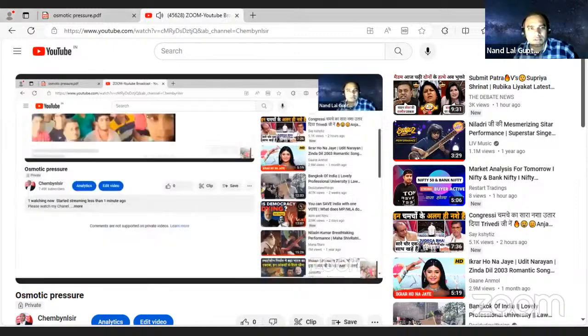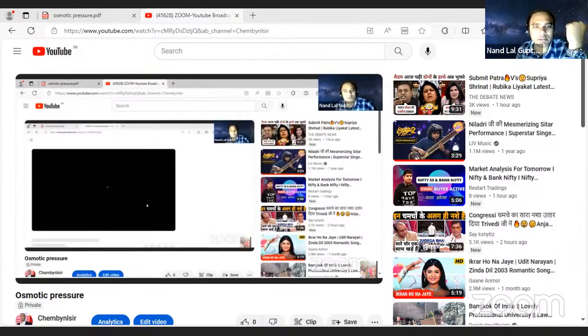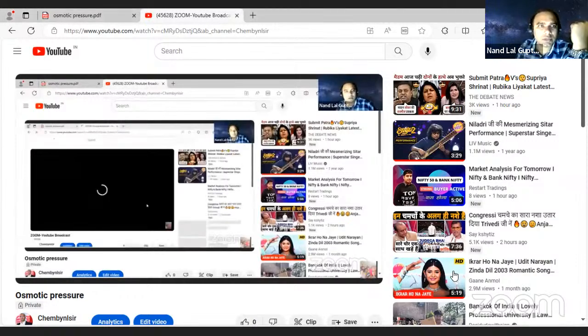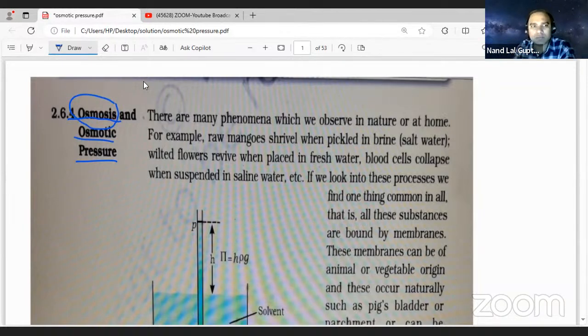So let us now join on the screen which I have to share here. This is what osmosis and osmotic pressure are. See, students, osmosis is related to vapor pressure. One thing you should know: osmosis is related to vapor pressure. Once you get to know the concept of vapor pressure, you can define osmosis. So let's have a look at what osmosis is.